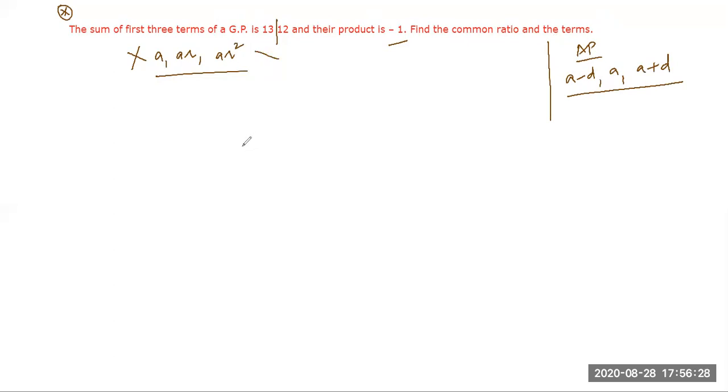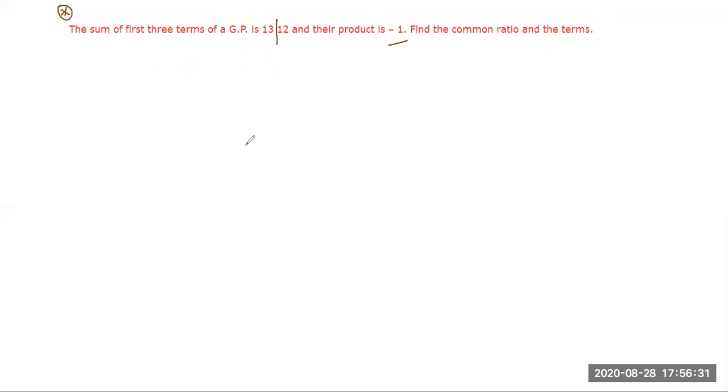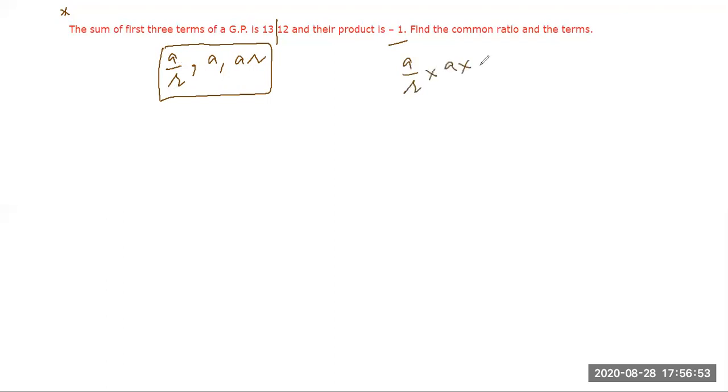We are going to take 3 terms in the same way as in AP. So how will we take them? The first term will be a by r. Now multiply by r, the second term will be a, and the third term, again multiplying by r, will be ar. Your calculation is going to be very simple, especially since the product is -1. So what is the product of a by r into a into ar? Pretty simple. It is a cube. And this is equal to -1. -1 can be written as (-1) cube. When powers are the same, bases are also the same, so a is equal to -1. You got it. Very simple.